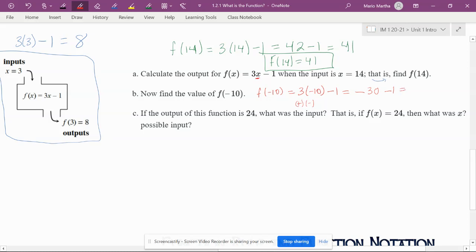So negative numbers to me is like owing people money. Like you let me borrow $5 and then you let me borrow 5 more. That means I owe you 10 now, right? I'm still on the negative side though. So you owe me $30 and then I let you borrow $1 more. Now you owe me $31. So add them up, keep the negative sign. And we can say that f of negative 10 would be equal to negative 31.